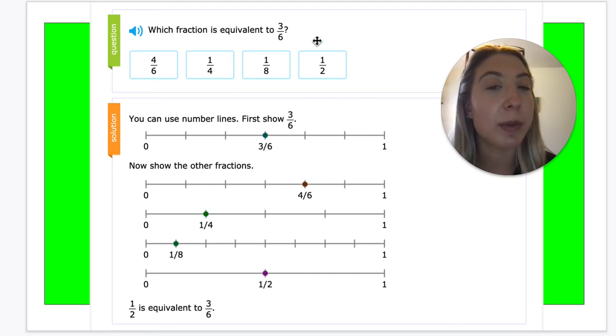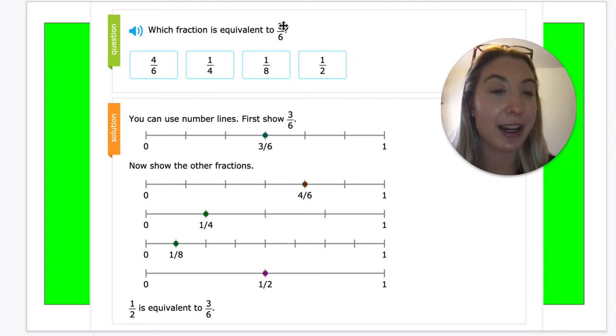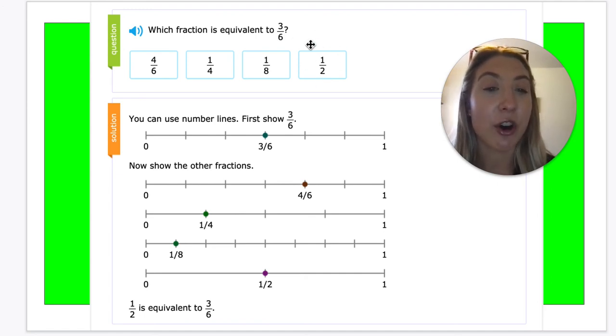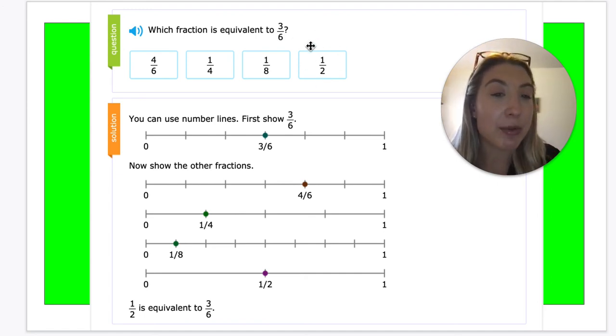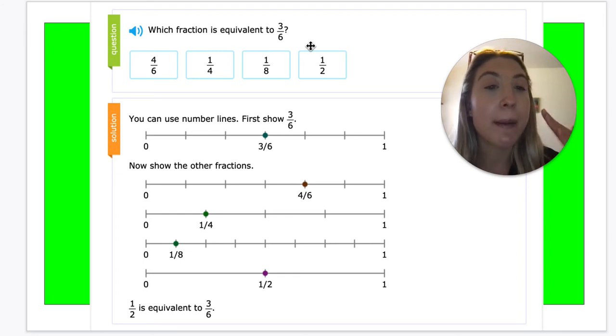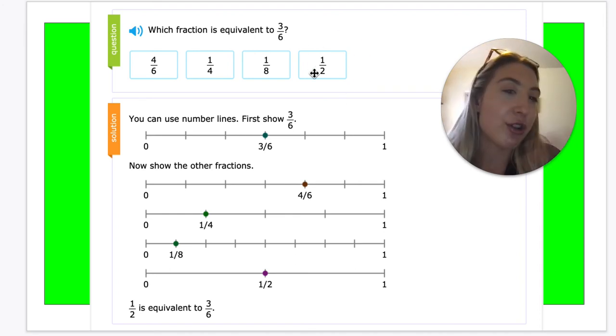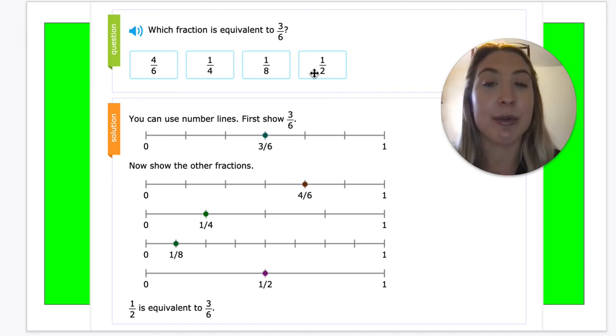But this one would be equivalent because 3 divided by 3 again gave me 1, and I'm going to do the same thing to the denominator. 6 divided by 3 gives me 2. I know 3/6 and 1/2 are equivalent because if I'm able to divide the top and bottom number by the same number or multiply, then I'm able to know that it's equal. But we can also use a number line. That can always help us double check our answers.